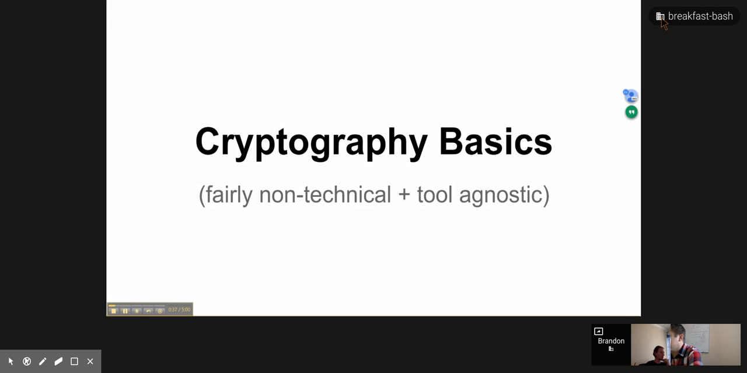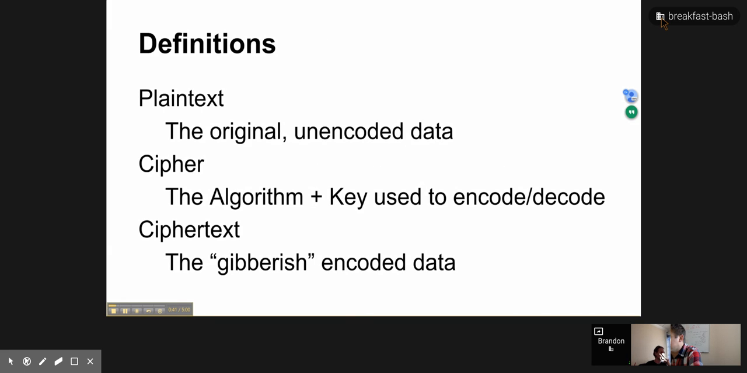So I wanted to start by talking about a couple of definitions. Plain text is usually the original unencoded data. To encode the data, you use what's called a cipher. A cipher is a combination of the algorithm that's used and the key that's used to encode it. When you take your plain text and apply a cipher, you come out with ciphertext, which is the gibberish encoded data that shouldn't make any sense to the observing eye.